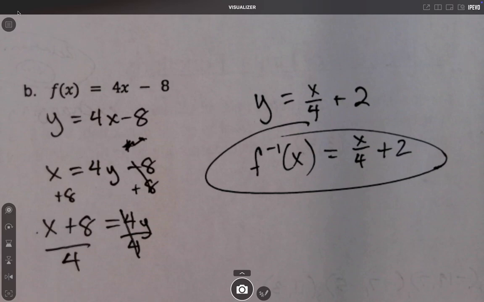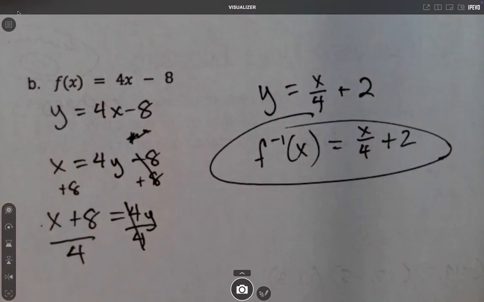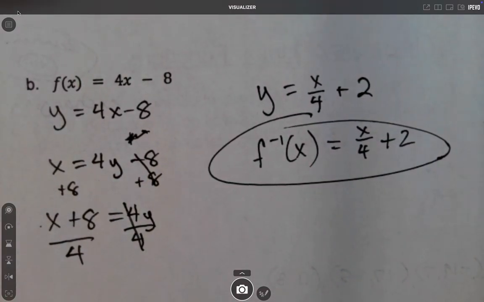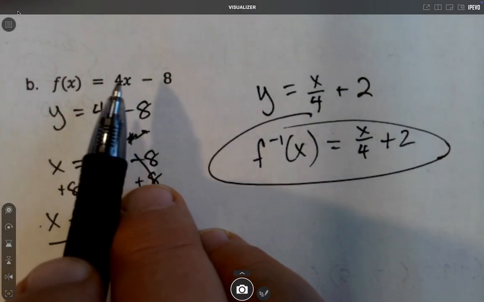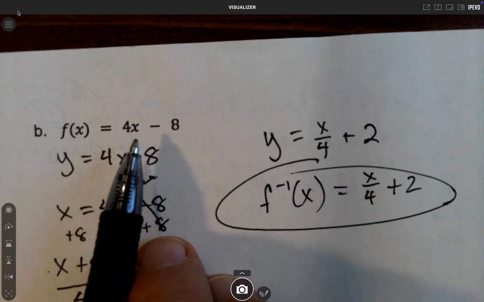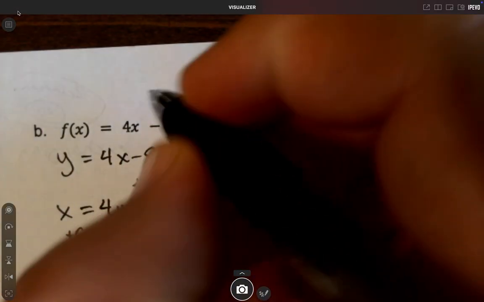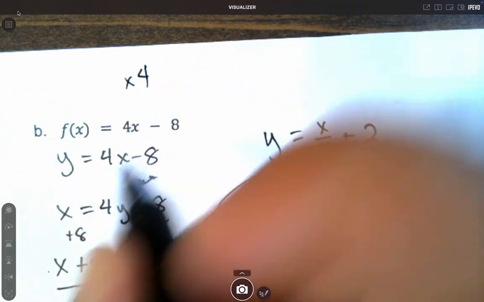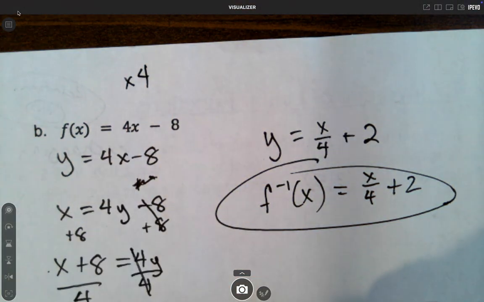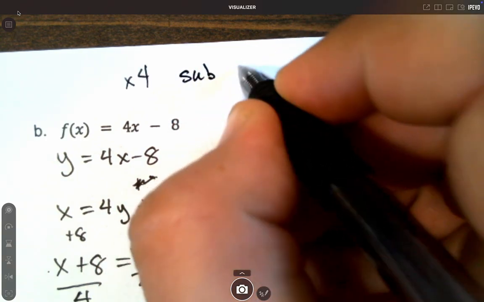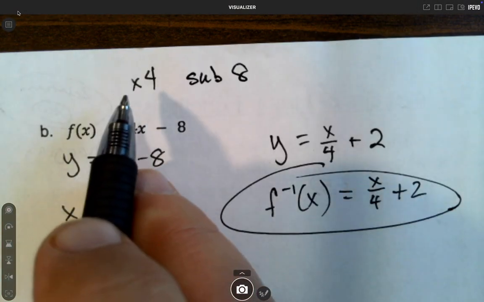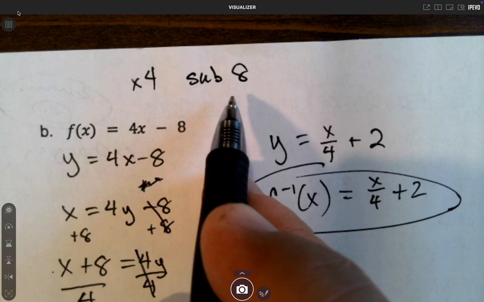Okay, last thing I want to try to explain. I think B is the easiest one to show this. I want to show you how the inverses really are doing the opposite of what the original function did. So I want you to think about this function right here. If we plug a number in for x, the first thing it would do to that number is multiply it by 4. 4 times whatever number we plug in. After that, it would subtract 8 from that number. So it would multiply by 4, then it would subtract 8.